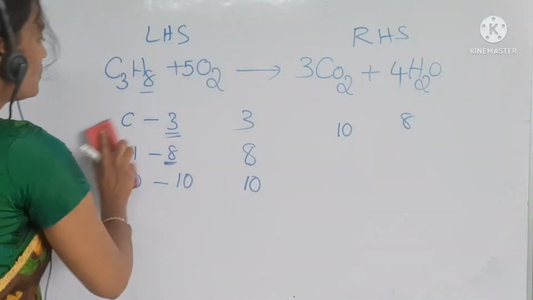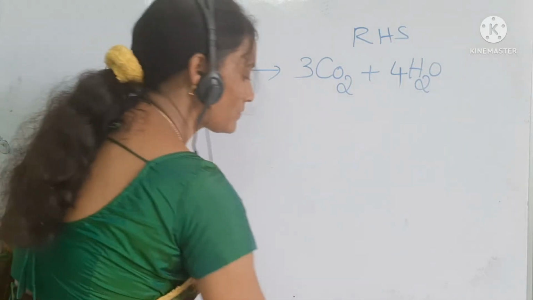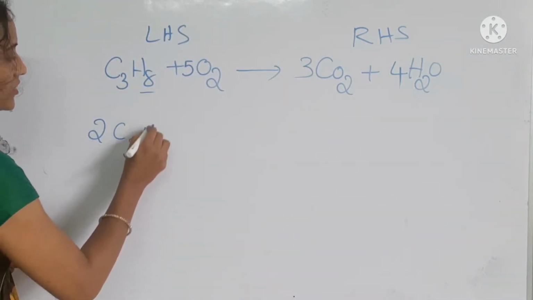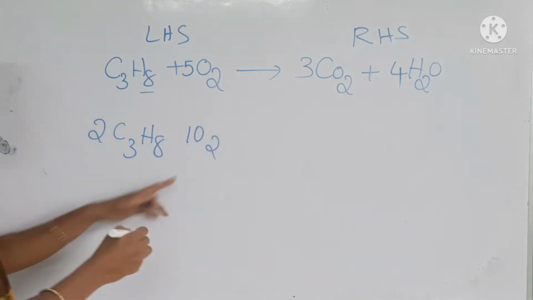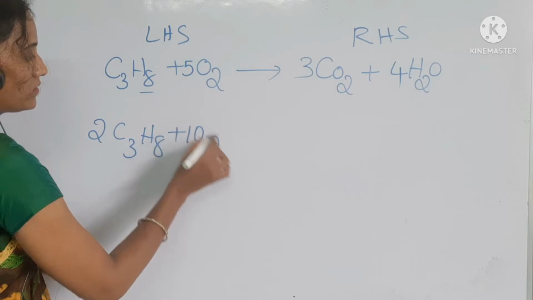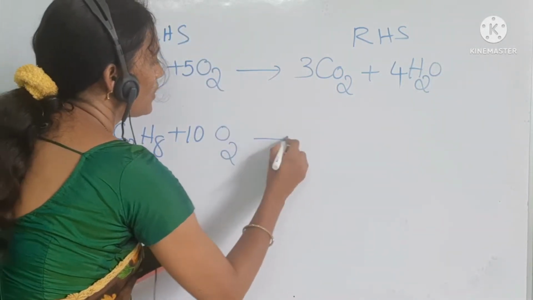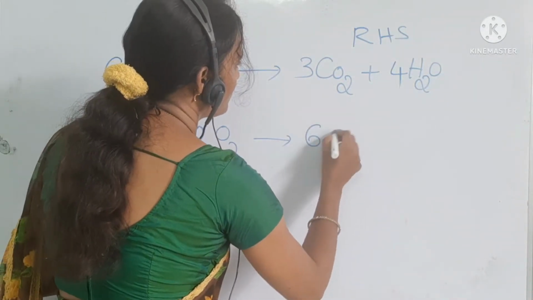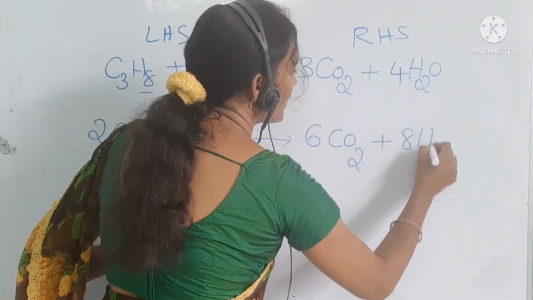Once try to observe this chemical equation. I am going to see, if it is 2C3H8, okay, 10O2, 10 molecules of oxygen, and 6 molecules of carbon dioxide, 8 molecules of H2O.